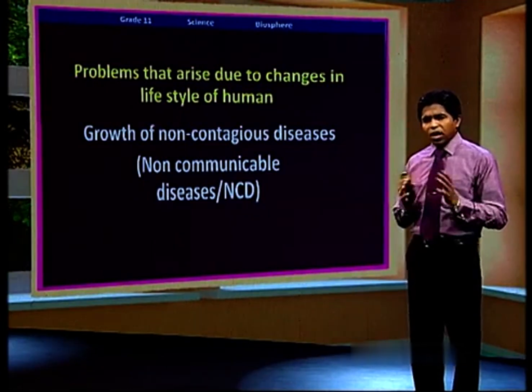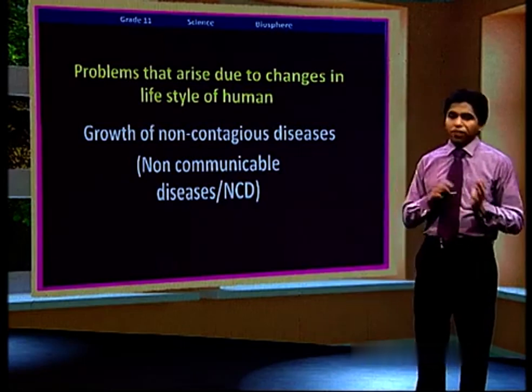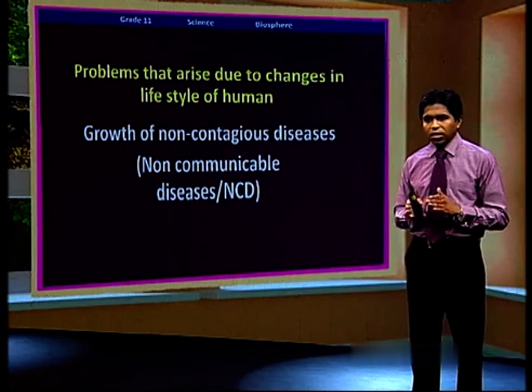What is the opposite of non-infectious? Infectious. Opposite of non-contagious? Contagious. Examples, COVID-19, dengue and malaria are infectious diseases. That means diseases that are contracted from person to person are called infectious diseases.